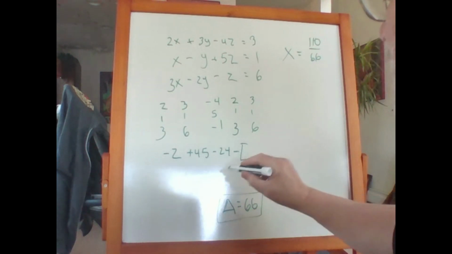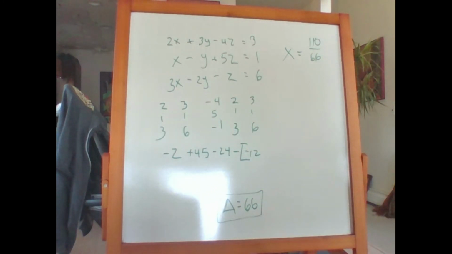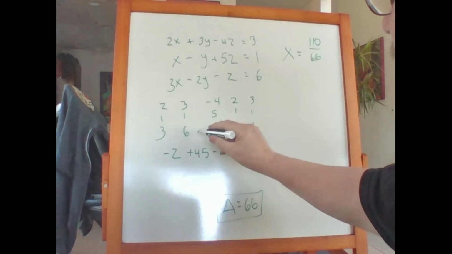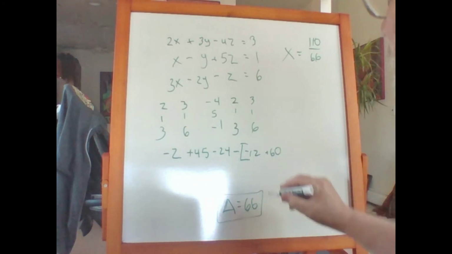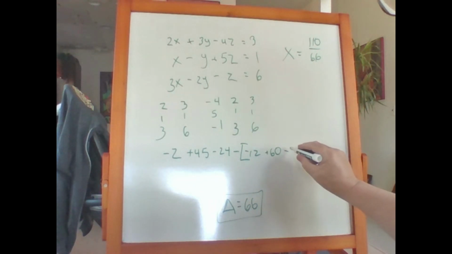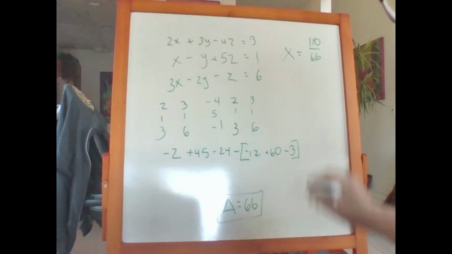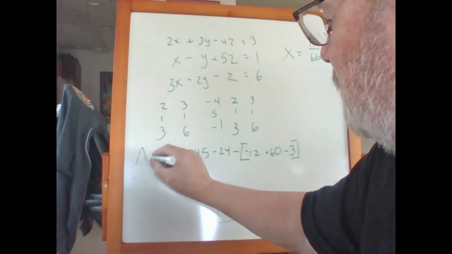Now we look at the negative side. We got 12 minus 12. We got 30 times 2 is 60 plus 60. And we've got minus 3. And so this is our determinant.